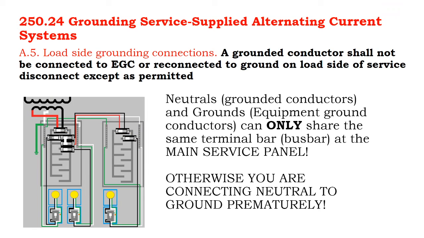There are exceptions. If you have a standalone service, the service can have the neutral connected to ground and come off at that point, like a power supply service. But the point is, if you have a load panel coming off a main panel, don't connect neutral to ground at that point.